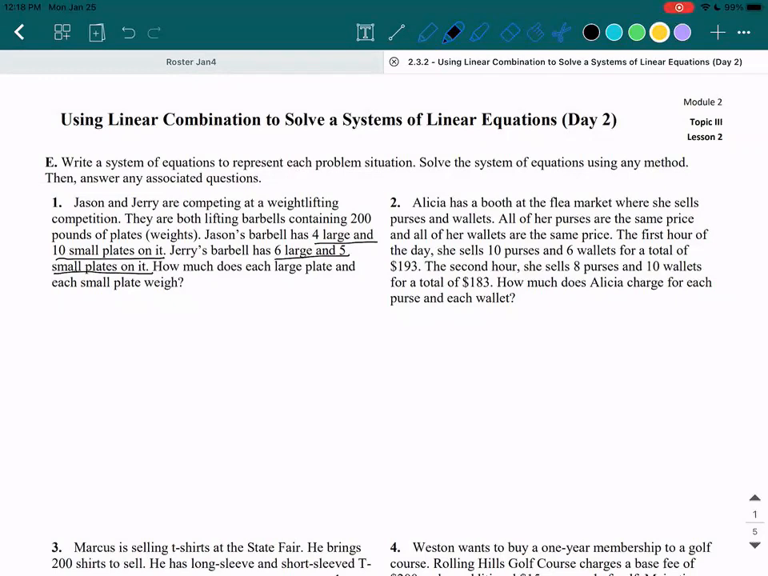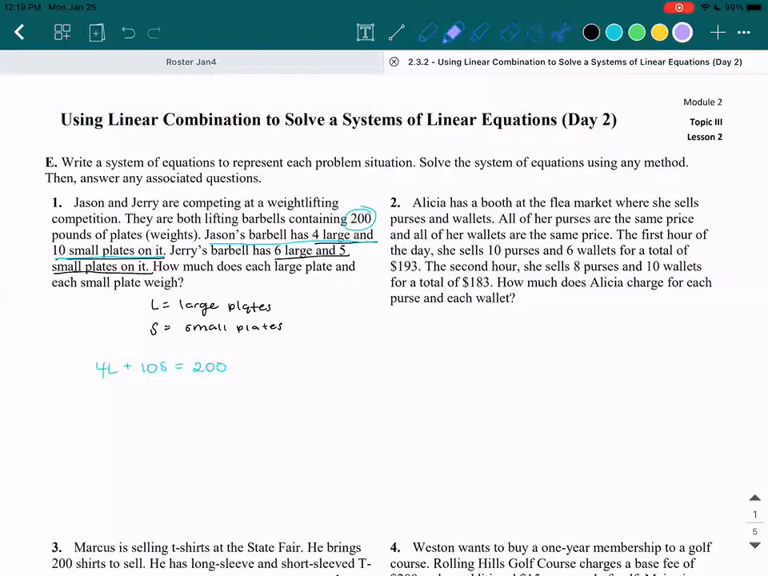So let's write an equation for Jason. Let's write his in blue. 4 large and 10 small. Let's actually write out what our variables are. I'm going to say L is equal to large plates, and then S is equal to small plates. And let's write our equation for Jason in blue. So 4 multiplied by the number of large plates plus 10 small, so 10S. And how much does it weigh total? 200. That's what it says.